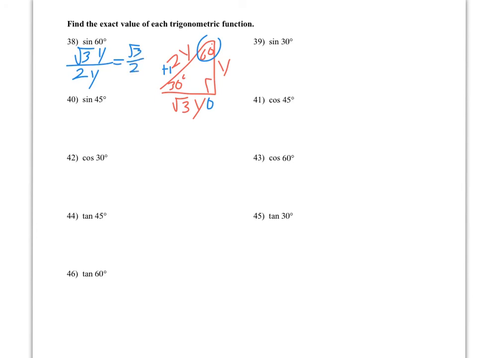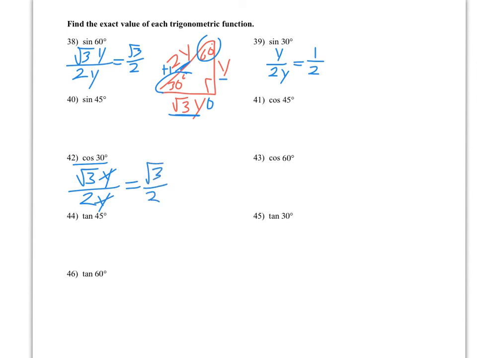Sine of 30 based on the same triangle is going to be the other angle, so the opposite y, over 2y, hypotenuse, which is 1 over 2. You can follow the same type of reasoning for all of these problems. For example, cosine of 30, I'm looking at the adjacent divided by the hypotenuse, root 3y over 2y, and that turns into root 3 over 2. These are the answers we're looking for. We're not looking for the decimal approximations of these.